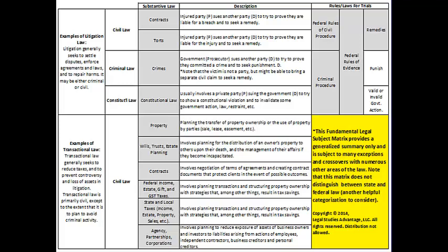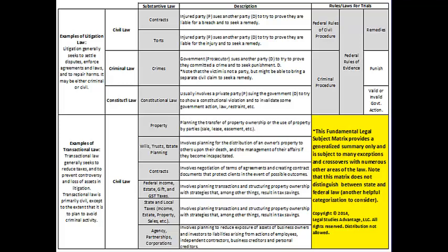Finally, at the bottom of this chart, we have agency, partnership, corporations, and so forth. This is a transactional practice area that involves planning to reduce the exposure of assets of business owners and investors to liabilities that arise from actions of employees, independent contractors, business creditors, and personal creditors. In other words, this is the practice area that has to do with creating business entities and in using those entities to shield personal assets and to limit liability.